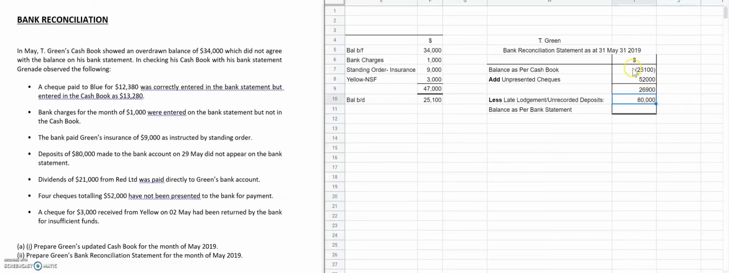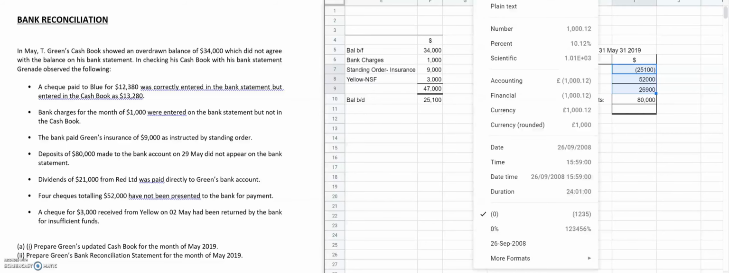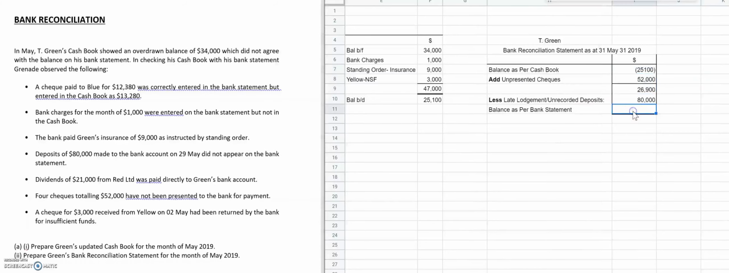Okay. Now it says less late lodgements. So it is 80,000 from 26,900. This will amount to a negative 53,100, which will show that the bank statement balance is overdrawn.